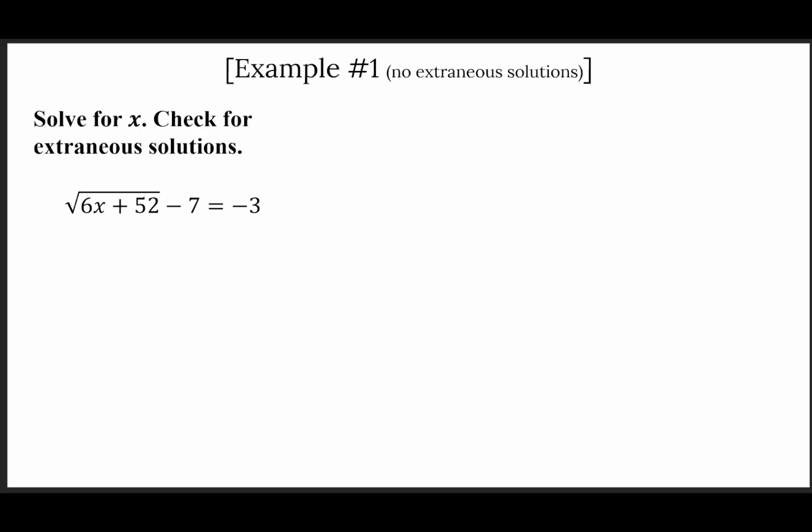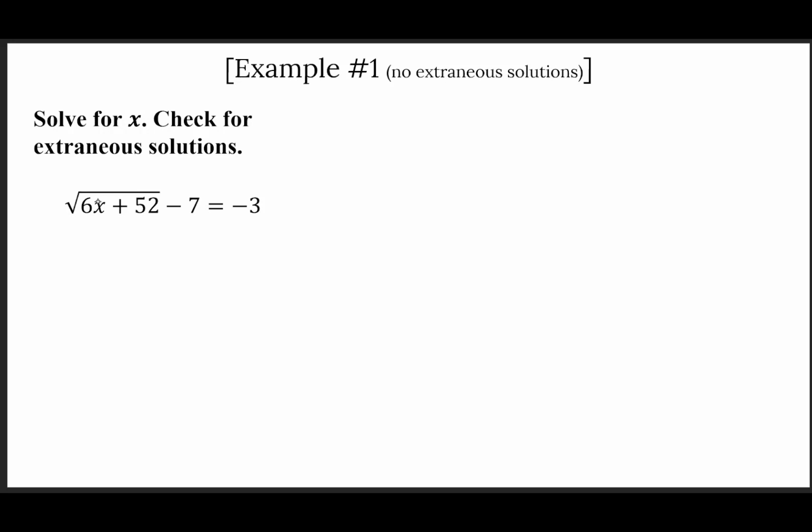Solve for x. Check for extraneous solutions. When we have a radical in our equation, sometimes it is possible for these radicals to create fake answers. And so we are required to check and make sure that whatever answers we get are valid. Sometimes we can get an equation where there are no solutions. Sometimes we have more than one solution. So we have to check and see which ones are actually legitimate.